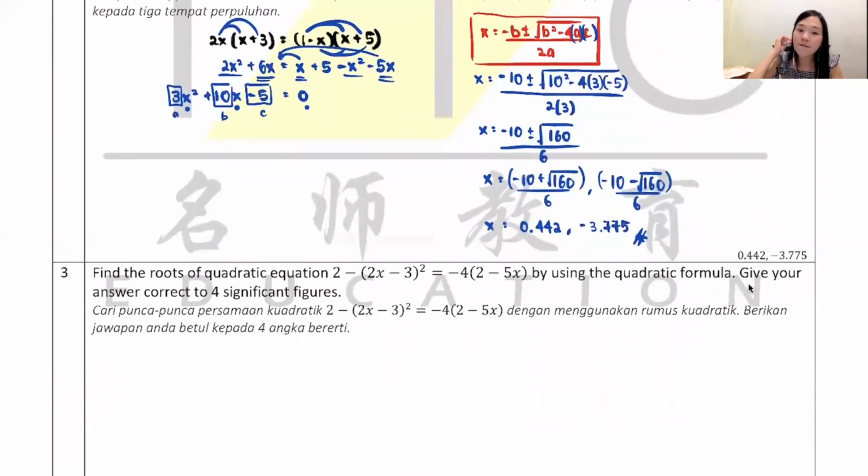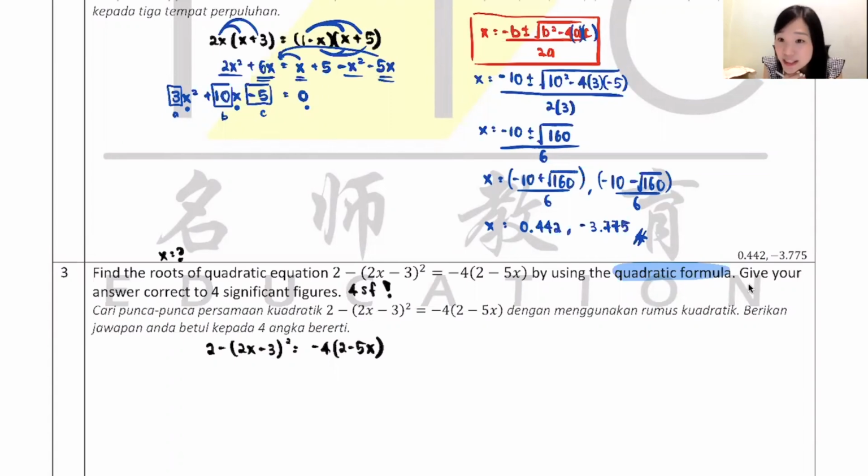I read for you, find the roots. I look at the equation, I straight away know the only unknown I can see is x. So that means they want to find the x. So find the root for this equation. I write the equation down, by using quadratic formula. I don't think I have a choice because they say quadratic formula, correct? Give your answer correct to 4 significant figures. This time they want 4 significant figures.